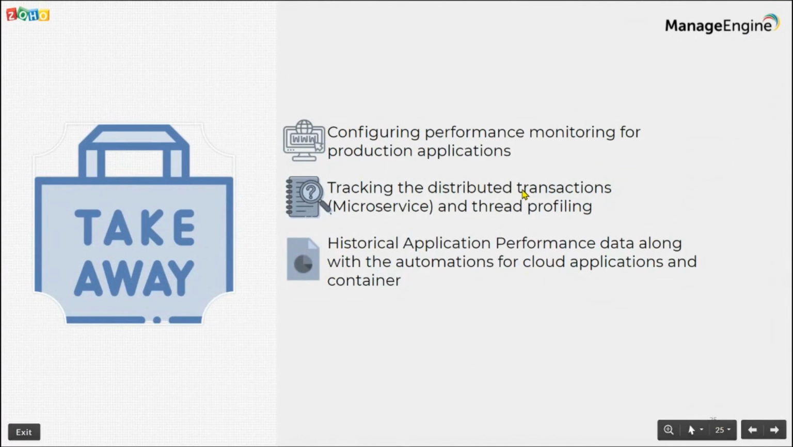So we have discussed application performance monitoring for your production-grade Node.js application, and discussed the transaction traces in microservice-based systems, historical application performance data, with the automations for your applications is what we have discussed.